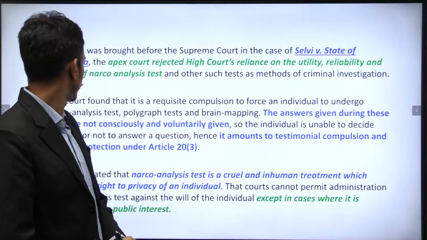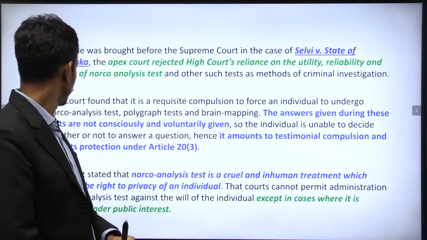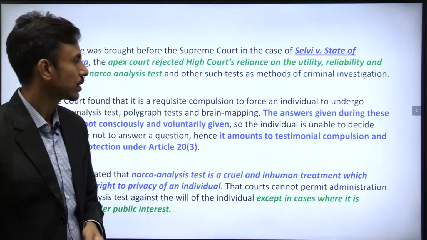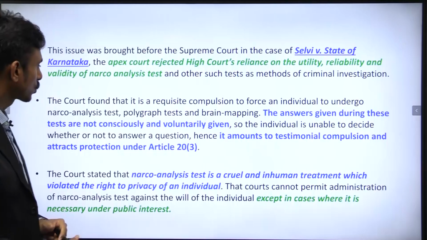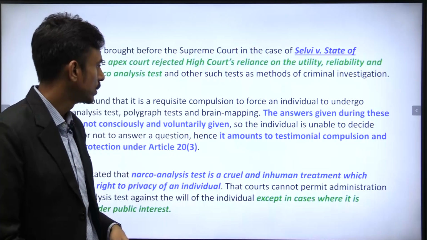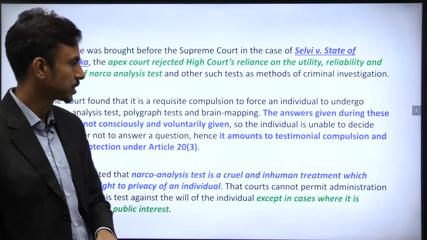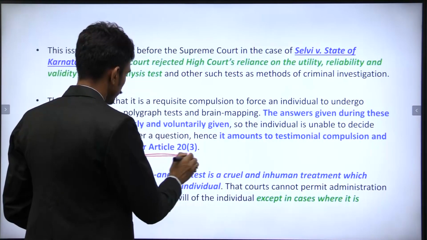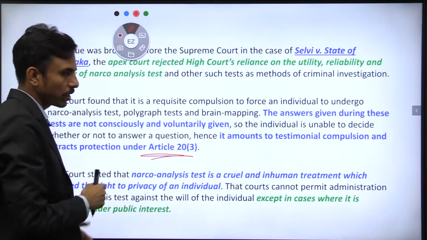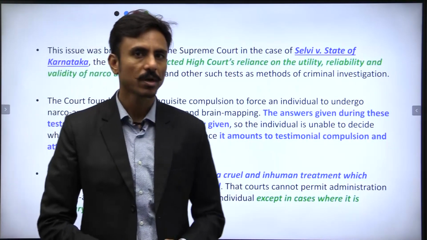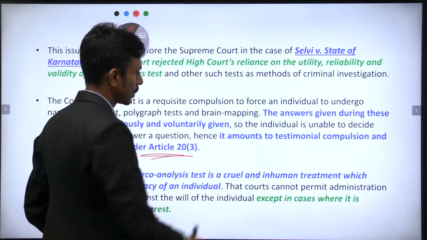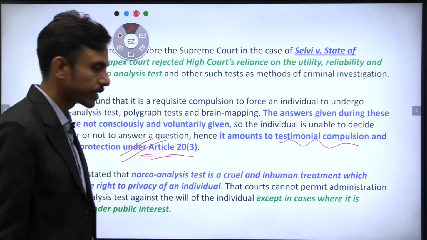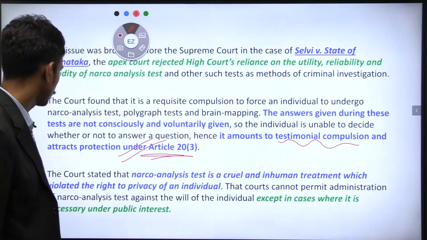Therefore the court held that the answers given during these tests are not consciously and voluntarily given, so the individual is unable to decide whether or not to answer a question. Hence, it amounts to testimonial compulsion and attracts protection under Article 20 clause 3, right? So that means the polygraph test, the brain mapping test and the narco analysis test were under testimonial compulsion and they cannot be used, and it attracts protection under Article 20 clause 3, right?